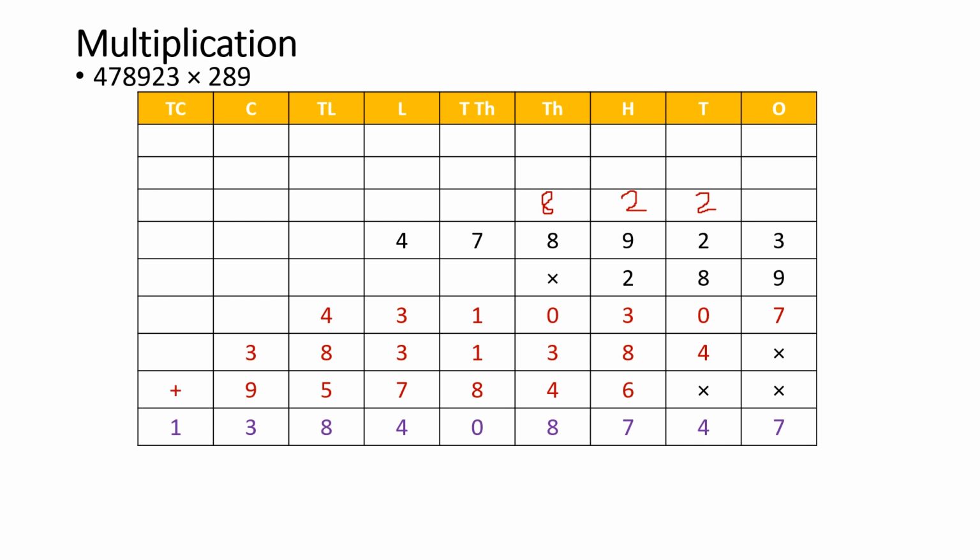Then 9 eights are 72 plus 8, this is 80. We will write 0 here and 8 here. Then 9 sevens are 63 plus 8 is 71. We will write 1 here and 7 here. 9 fours are 36. 36 plus 7 equals 43. So we will write 43 here.